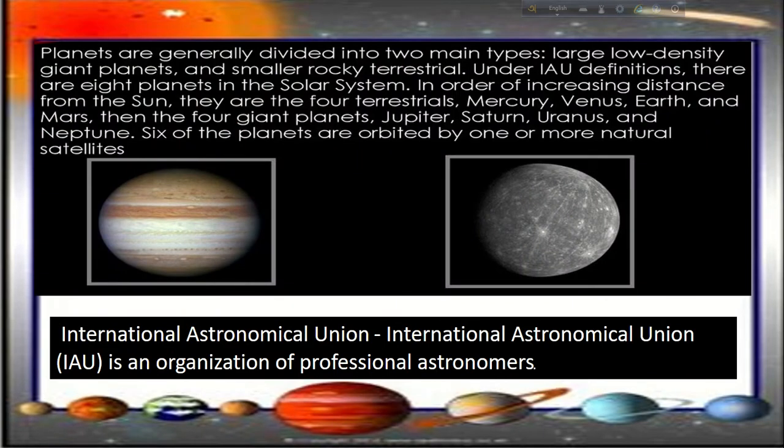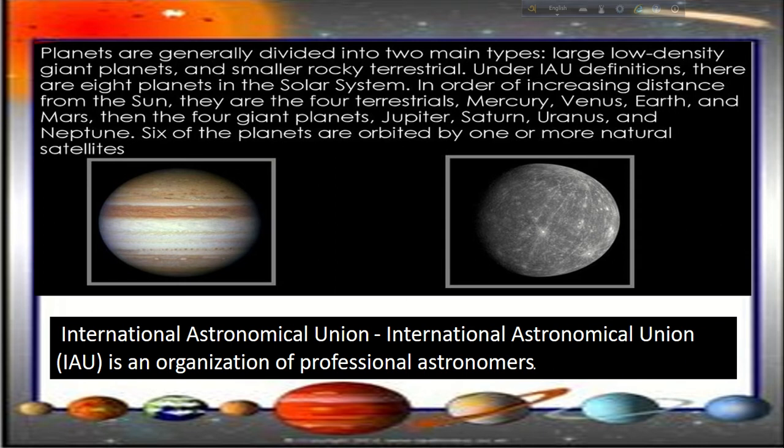Here planets are generally divided into 2 main types: large, low-density giant planets and smaller rocky terrestrial planets. So what is terrestrial? The terrestrial planets are those relating to the earth or its inhabitants. That means the planets which have some relationship or similarity with our planet Earth. Under IAU definitions, there are 8 planets in the solar system. In order of increasing distance from the sun, the 4 terrestrial planets, Mercury, Venus, Earth and Mars, are called the terrestrial planets, and the 4 giant planets are Jupiter, Saturn, Uranus and Neptune.